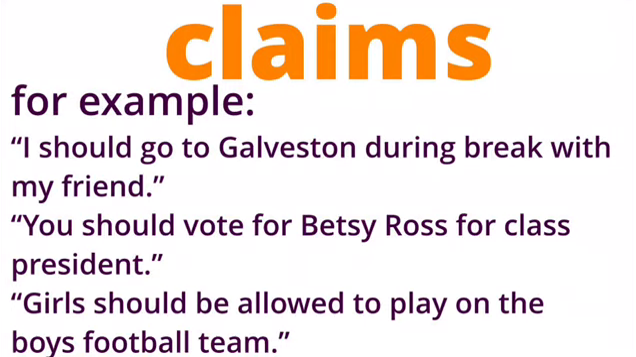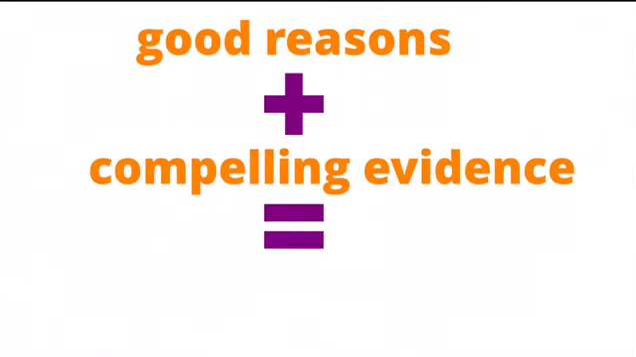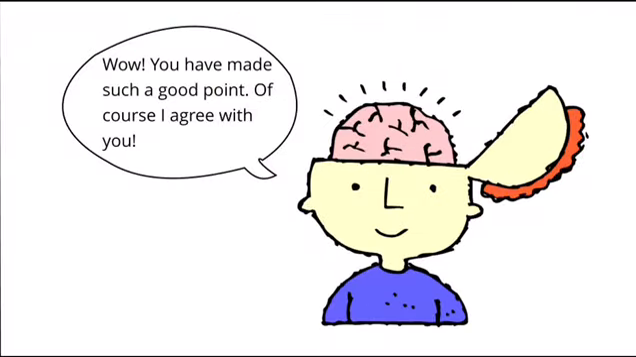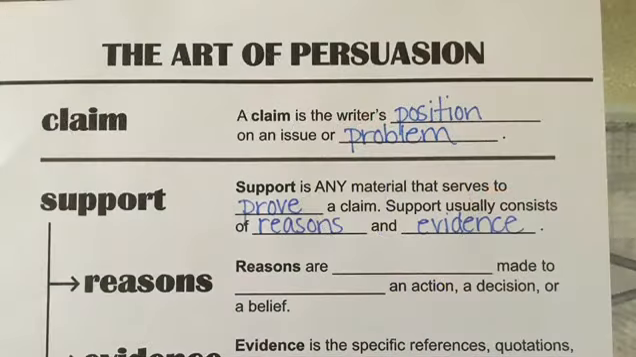But just saying what you want is not enough. In order to get people to agree with you, you need to provide them with good reasons and compelling evidence. You cannot change a person's mind unless they come to see things your way. A compelling argument means that you can't help but agree with it. Your good reasons and compelling evidence are both types of support for your claim. Support is any material that helps prove your claim.